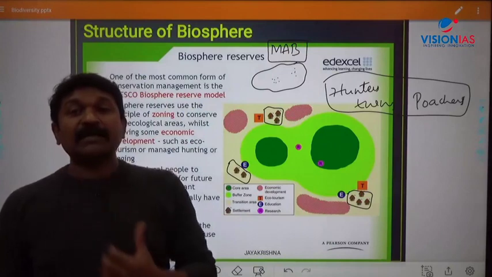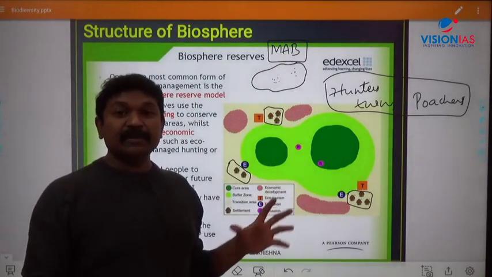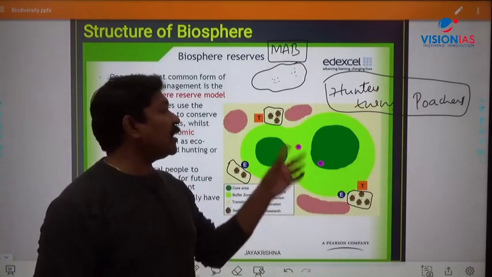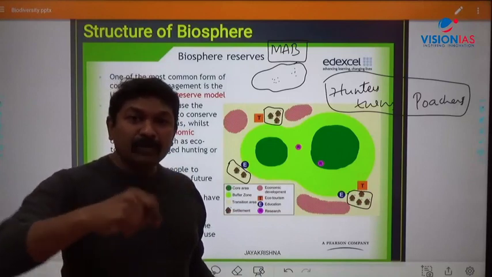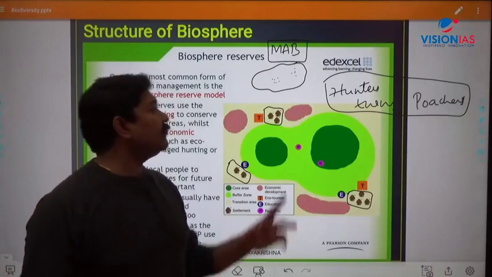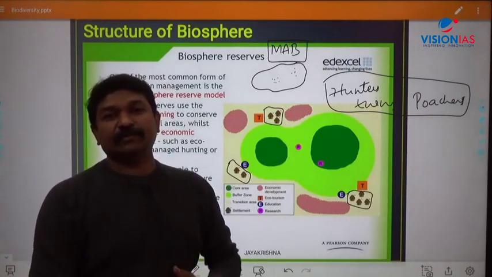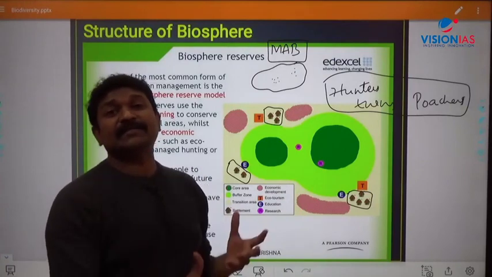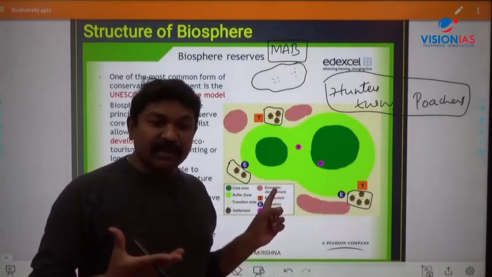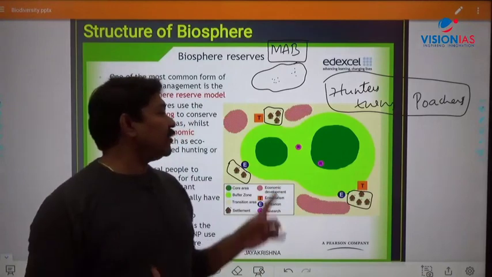Under the program called Man and Biosphere, it has introduced the protection area concept along with the protection of the tribal habitation. How to take care of the tribals? By drawing the zones in such a fashion where the people come under the transition zone. The name itself is transition, so that the people can have free movement.